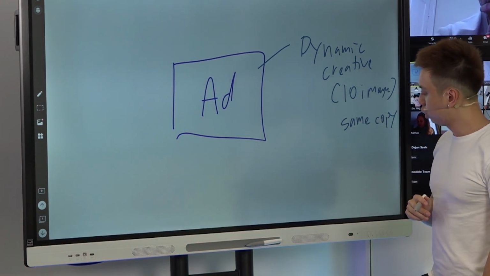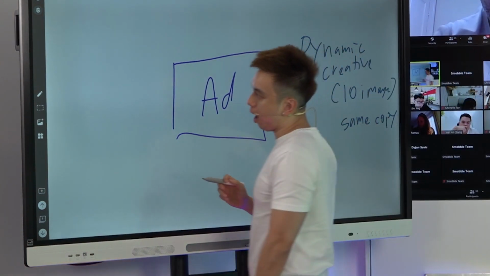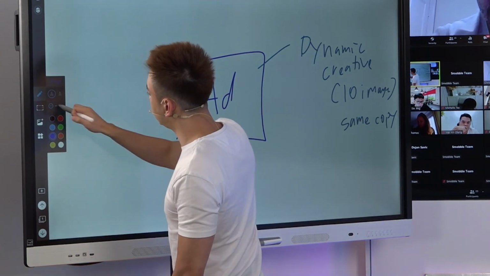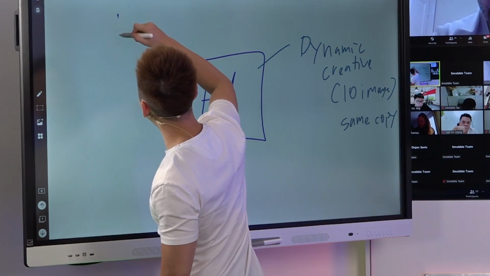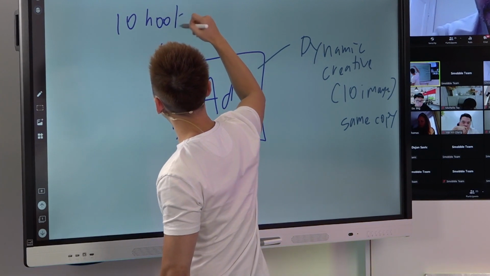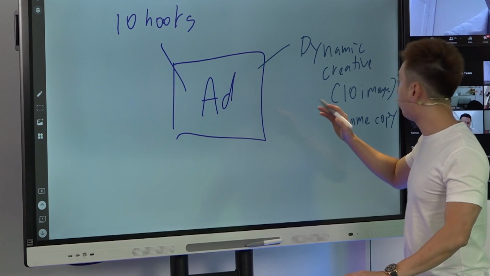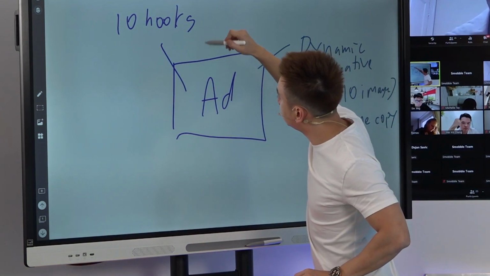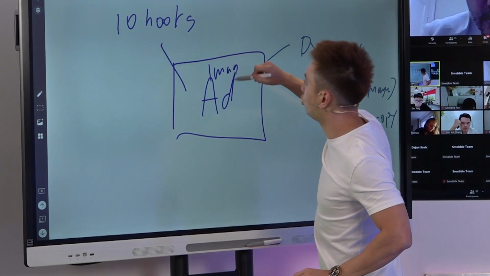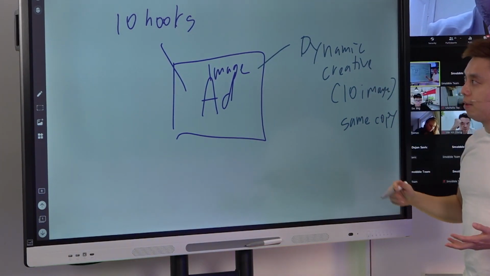The question is what to put on the image. Okay. So all I want to be able to do is create 10 different hooks. That's the first thing I want to do, right? How can I create 10 different hooks for this ad? Because the 10 hooks will be inside the image. Okay, that's a great way to start, 10 hooks. Now, how do I come up with the hook?